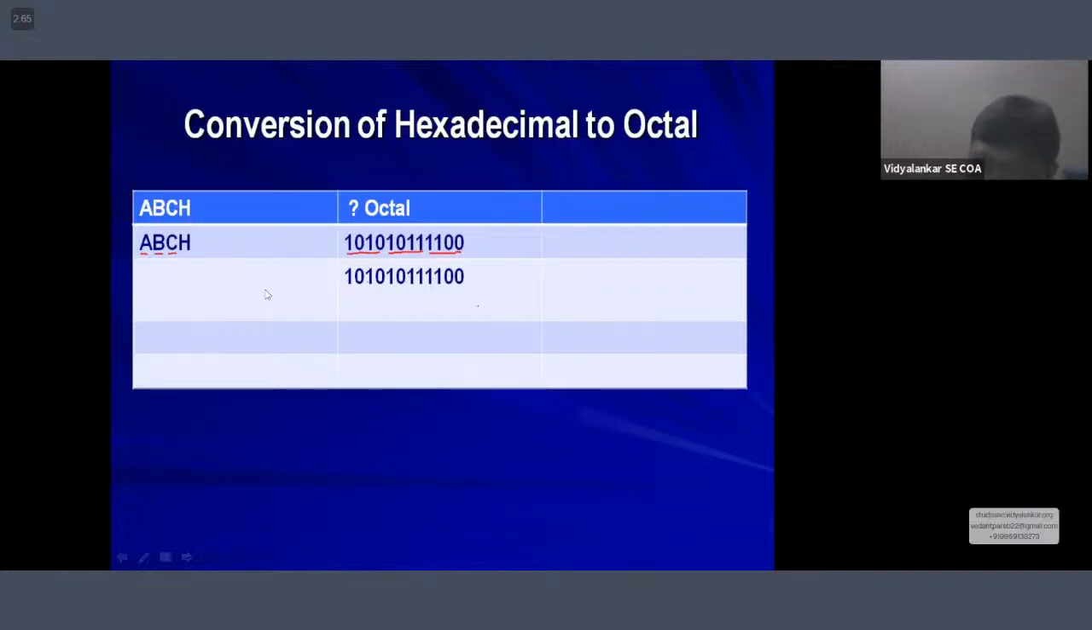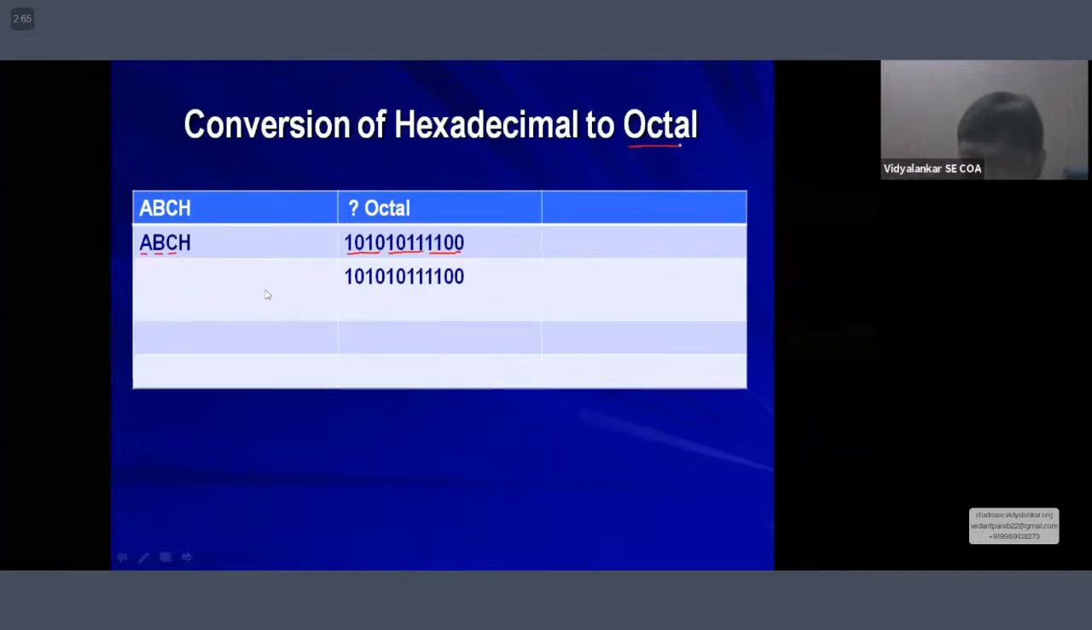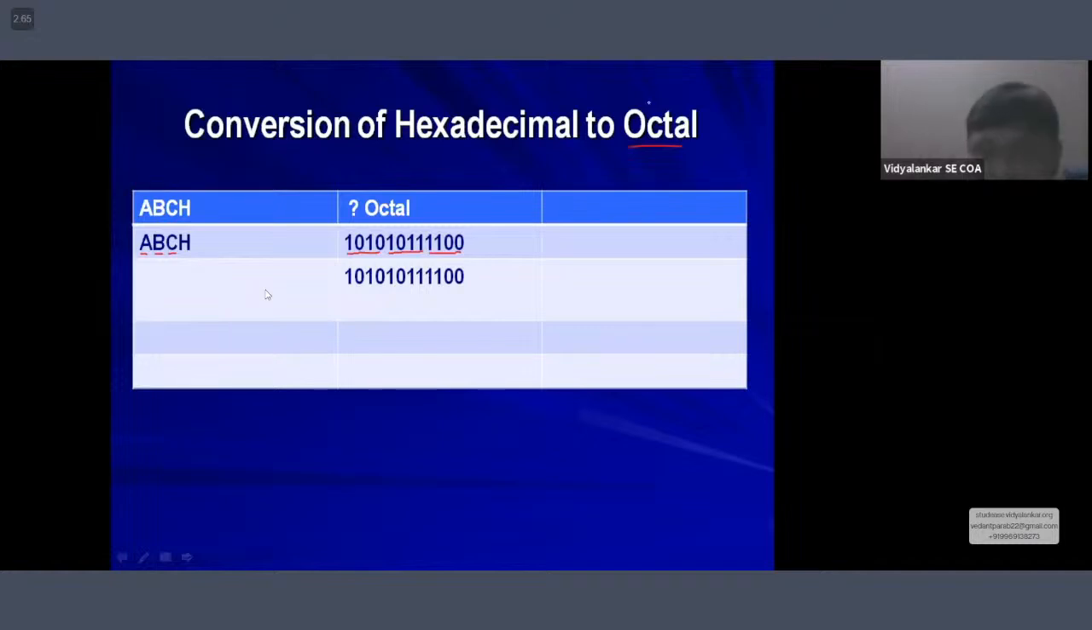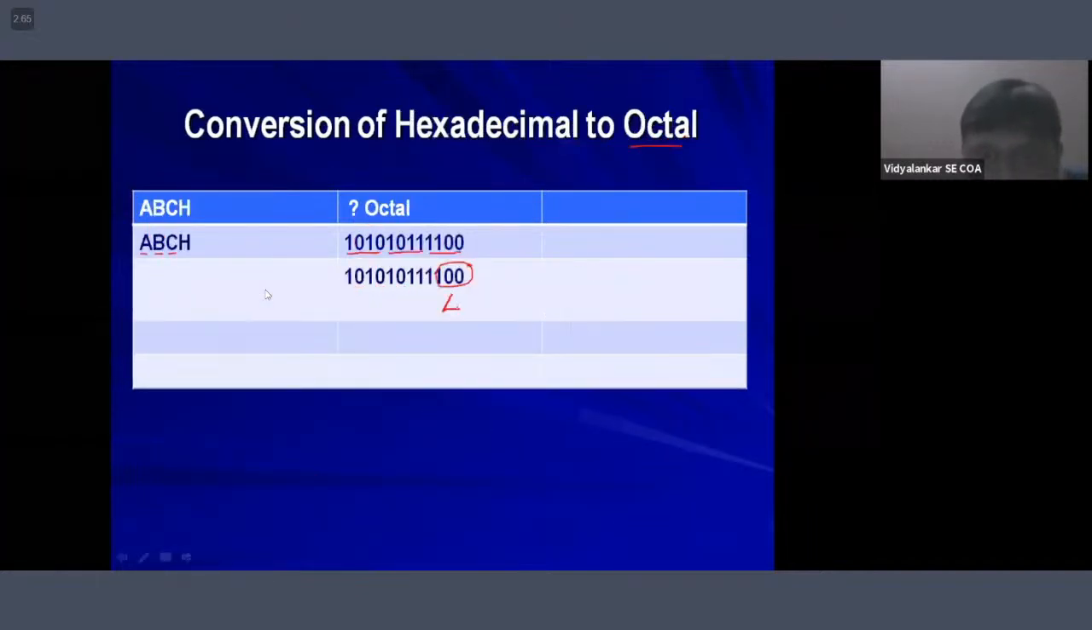And to convert into octal, I will group 3 bits. Why 3 bits? Because octal is 2 raised to power 3. So I need 3 bits to represent any octal number. Observe it. This is my first grouping. What is this number, 100? 100 is 4. So this particular value is 4.